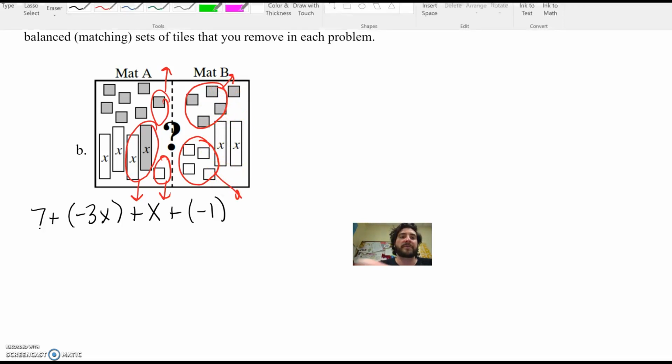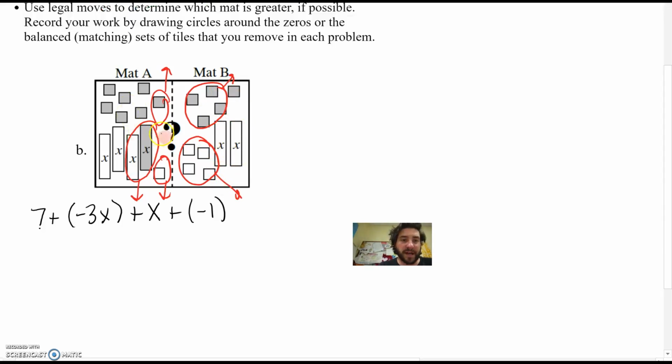And now what am I left with? My expressions are so much cleaner now. On mat A, I've got 2 negative x's, plus 6 positives. And on mat B, I have negative 2x plus 1. And I'm being asked to compare. So which one is greater?